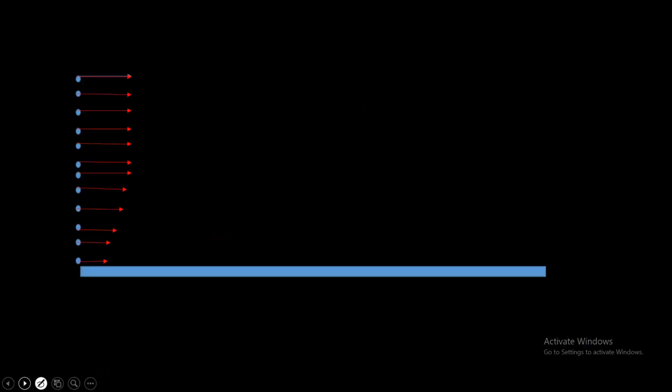So here you can see in the animation how the boundary layer is developed from the leading edge. So this is how the fluid particles move over the solid surface.